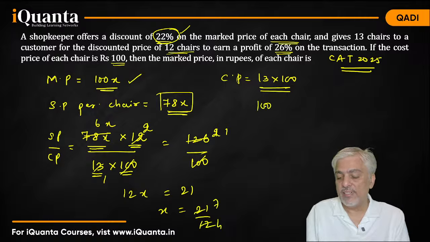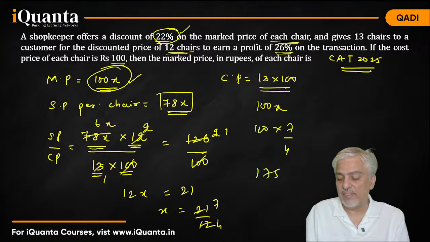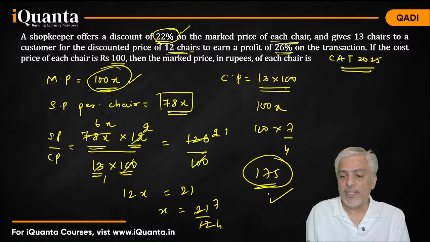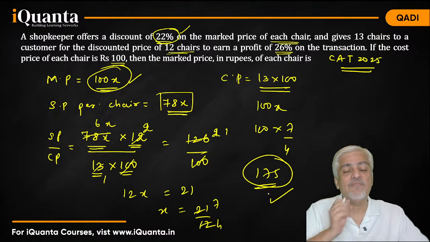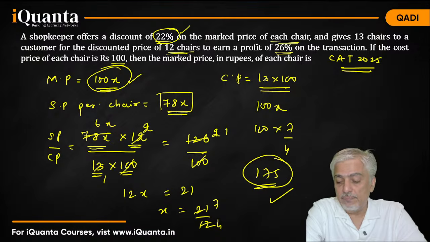You want 100x because you want to find the mark price. So it will be 100 into 7 upon 4, which is 175. Very, very straightforward method. Have to do it very smartly. Barely any calculations required. How many people had this in their CAT slot and got it very easily? Let me know in the chat.